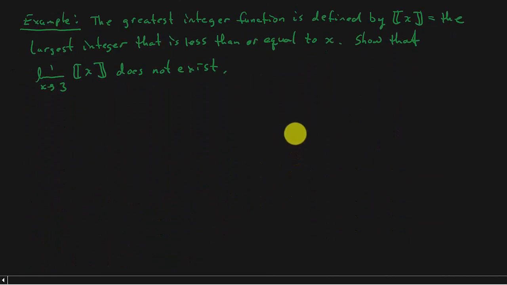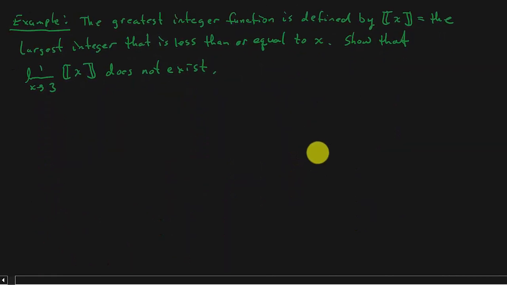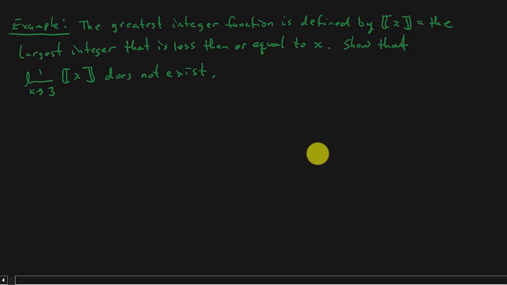All right, so now we've got the greatest integer function. The greatest integer function is defined by this. This is the symbol. The largest integer that is less than or equal to x.